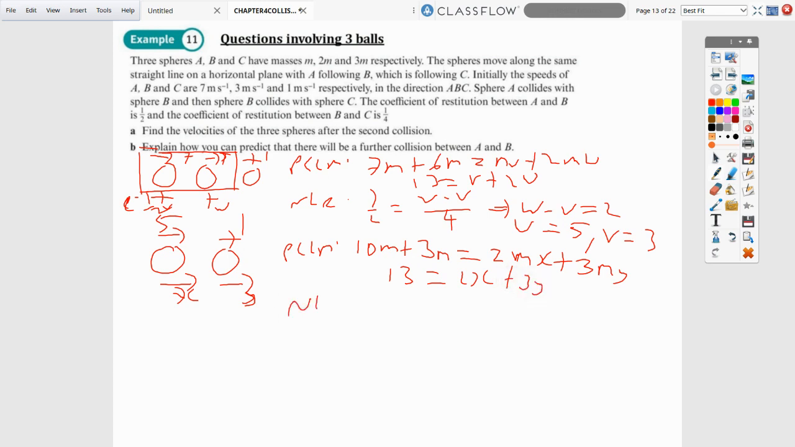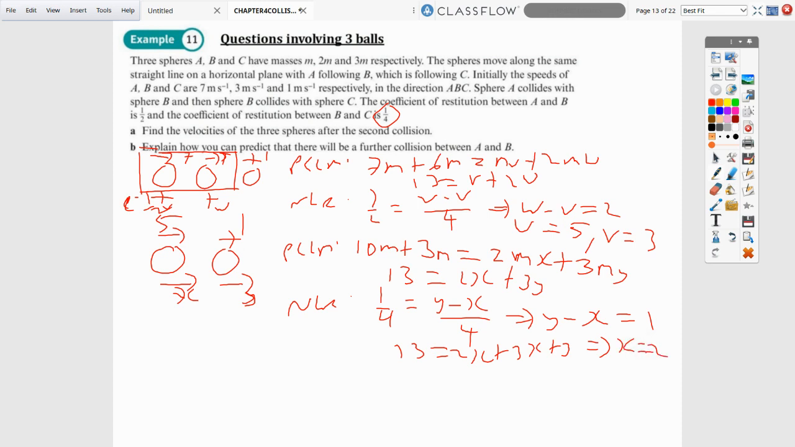And then we're going to do NLR, which is speed of separation over speed of approach, where I know e is a quarter. We're told that here. Which is y minus x over speed of approach, 5 minus 1, is going to be 4. So we've got a 4 and a 4, so we've got y minus x equals 1. Probably makes sense to sub that one into there, doesn't it? We can't eliminate them easily. So we're going to get what? 13 is 2x and 3x and 3. That's going to mean that x is 2 then. And then off the back of that, we can get that y is going to be equal to 3, just subbing it into that second equation from NLR that we got out. Alright, so that's part A.